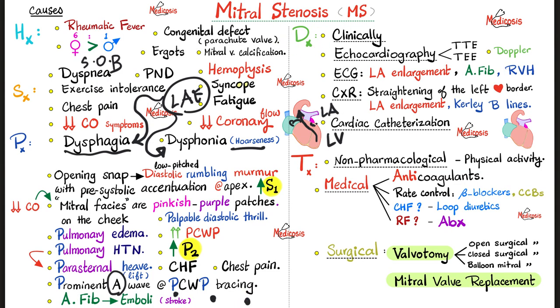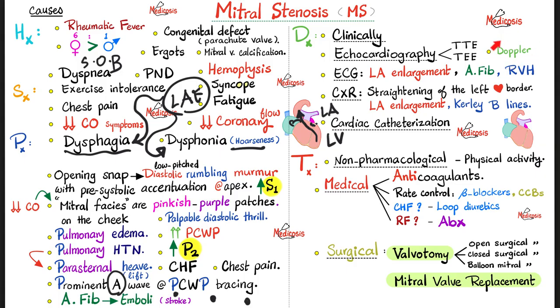How do you diagnose mitral stenosis? Clinically, and whenever you hear a murmur with your stethoscope and it's a pathological murmur, then the next best step is to do an echocardiogram. Even better if you add Doppler to look at the flow. Echo will show you that the mitral valve is narrow.